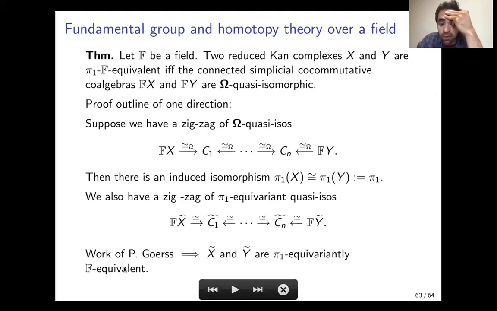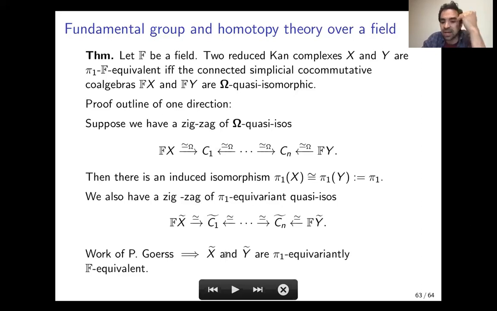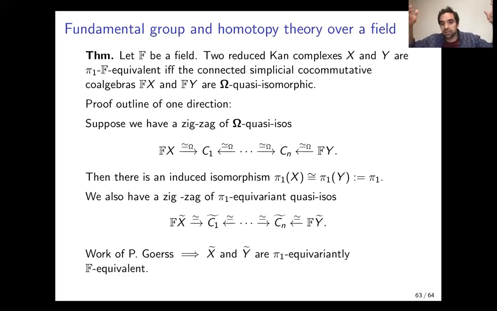So now I use the work of Paul Goerss, which is this extension of rational homotopy theory to arbitrary fields, to conclude that the universal covers are pi1 equivariantly F equivalent, namely they're connected by maps which induce an isomorphism on homology with F coefficients. And this uses the assumption of the coefficient ring being a field, okay? And once I have this, I can take Borel constructions to make those actions free, and then take quotients, and I get my desired zigzag of Kan complexes where each map is a pi1 F equivalence. So that's the outline of that new theorem I wanted to share.